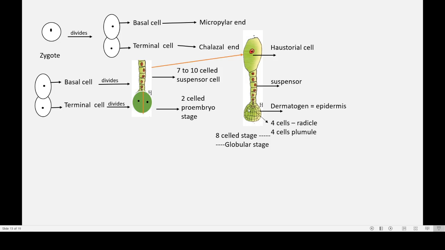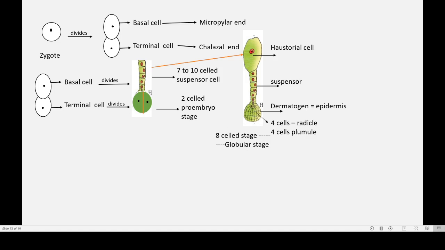These 8 cells are generally arranged in 2 tiers, out of which 4 cells will contribute to develop the radicle of the embryo, which will result in roots, and 4 will contribute in the development of the plumule, which will result in shoot. So this is the 8 cell stage, and this is also known as globular stage because it looks like a globule.